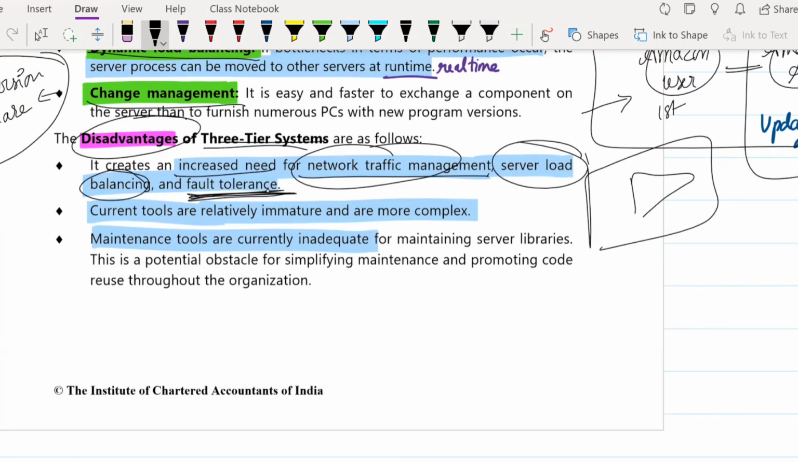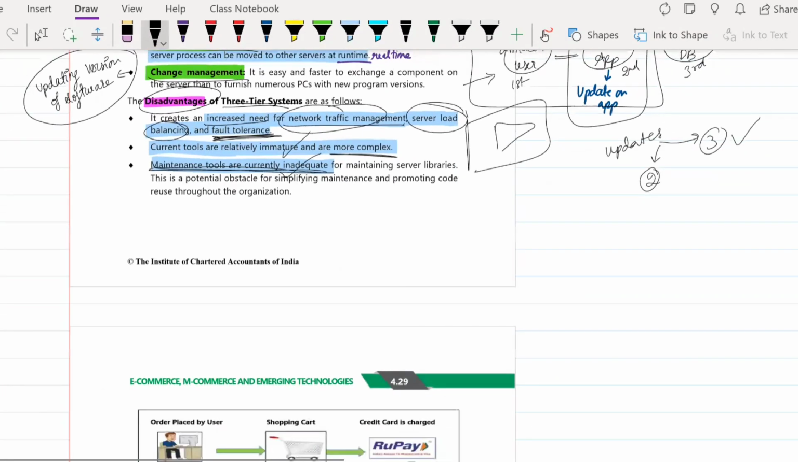Then here what they're telling is 3-tier systems are usually more complex, and the maintenance is currently inadequate. That is, the maintenance tool that should have been there is currently inadequate. This is actually quite not true, because this ICI study material has been printed a while back. Right now, whatever tools we have are mature and also adequate.